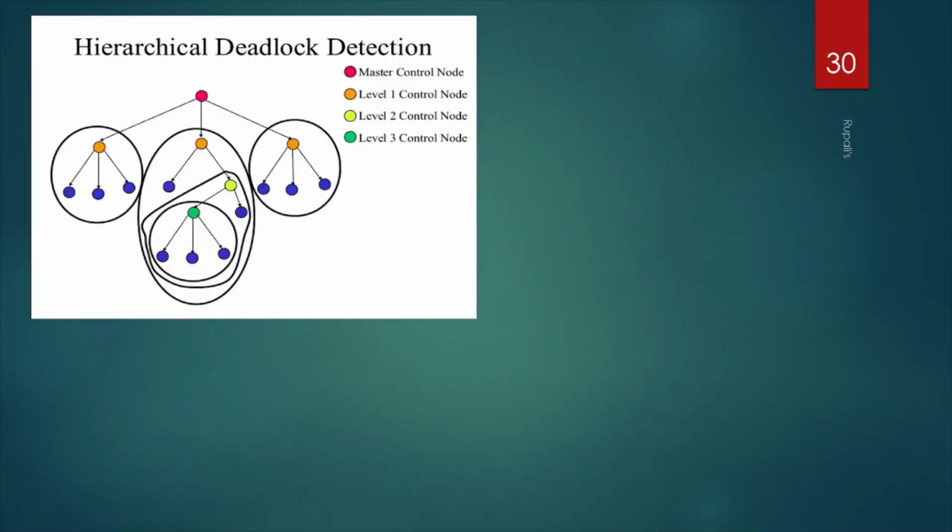Take one example. See, in this figure, this is the master control node, and this orange node is a level 1 control node, and this yellow node is a level 2 control node, and the green node is a level 3 control node, and these blue nodes are all leaves.